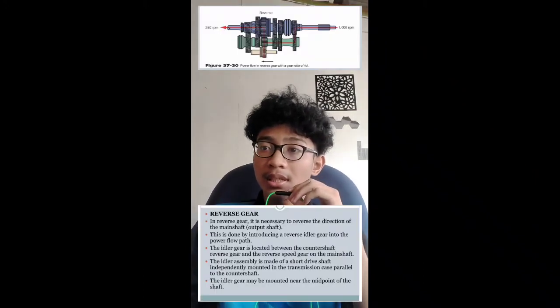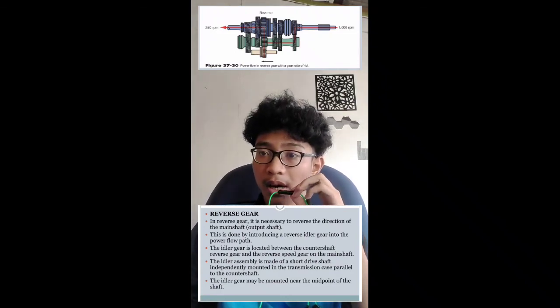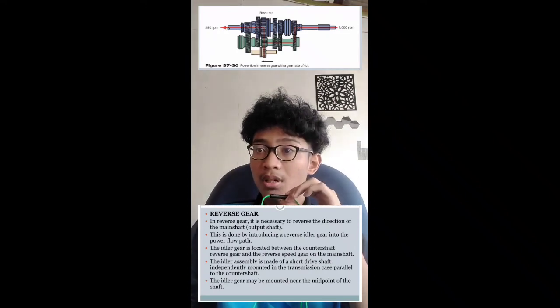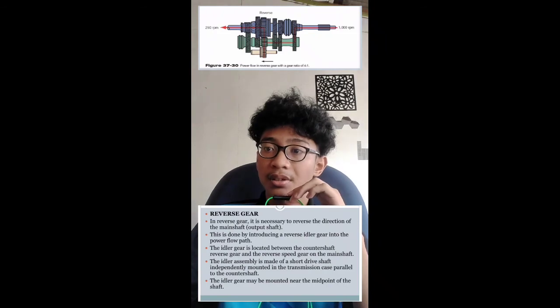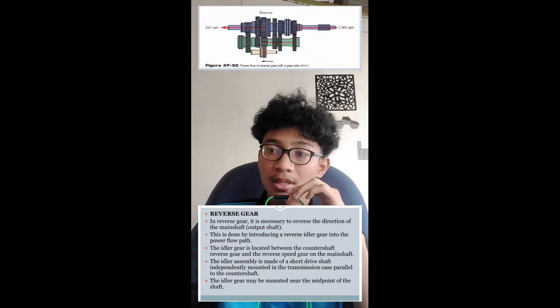In reverse gear, it is necessary to reverse the direction of the main shaft. This is done by introducing a reverse idler gear into the power flow path. The idler gear is located between the counter shaft reverse gear and the reverse speed gear on the main shaft. The idler assembly is made of a short drive shaft independently mounted in the transmission case parallel to the counter shaft. The idler gear may be mounted near the midpoint of the shaft.